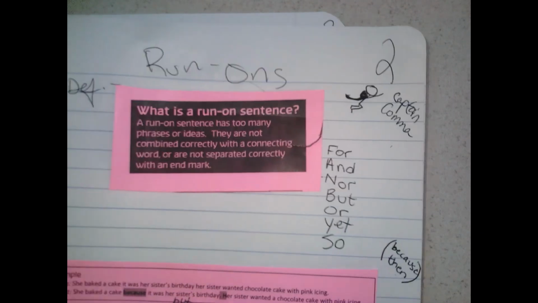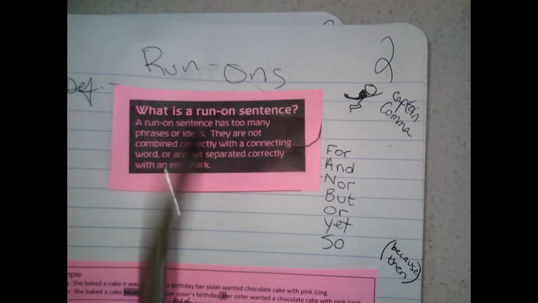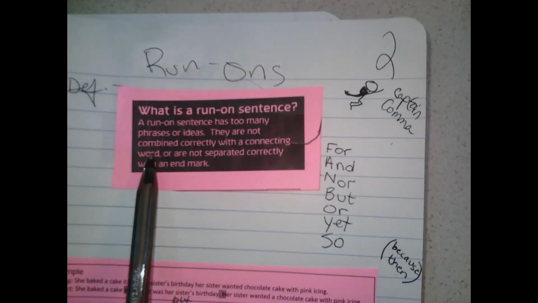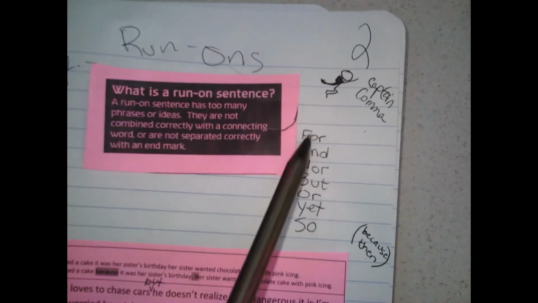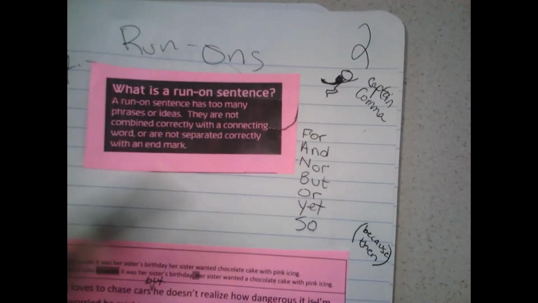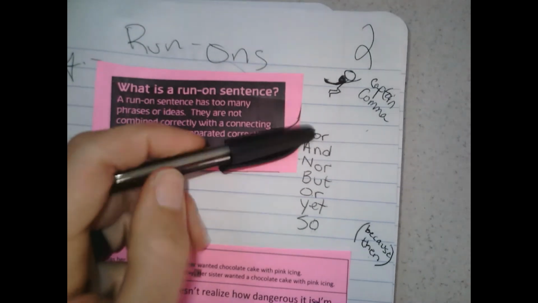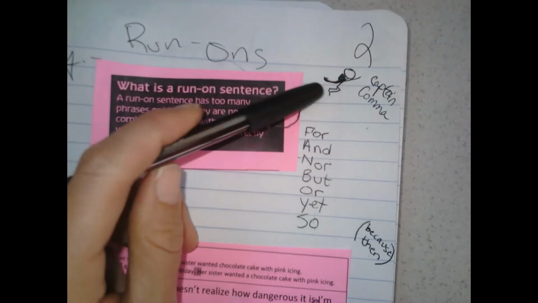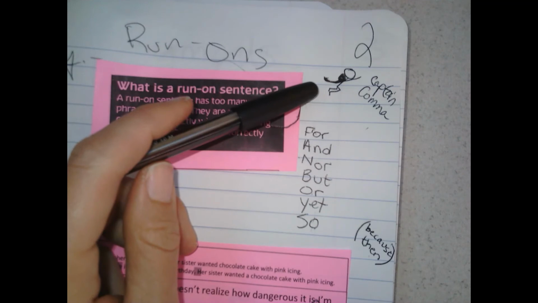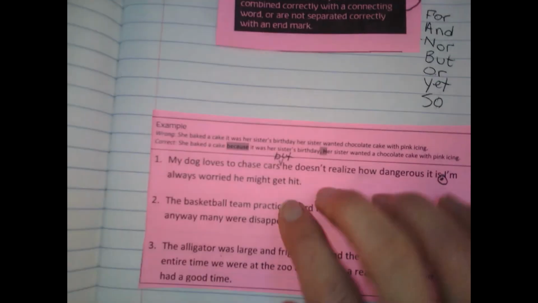Well, I told you that run-on sentences can be fixed with a connecting word. But wherever you put these connecting words, yeah, see what I did there? These are the connecting words. You've got to have a comma because you have to have a little bit of a pause. Just like we did down here.